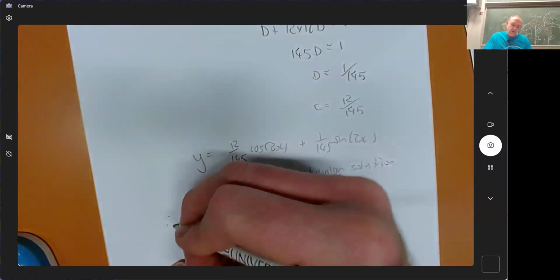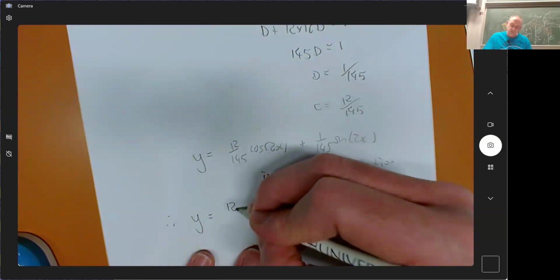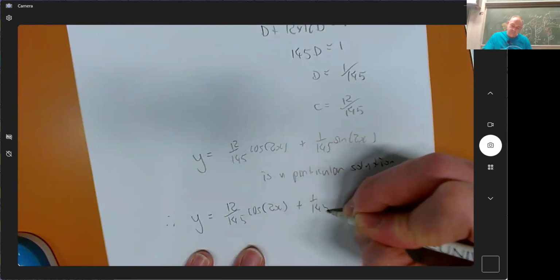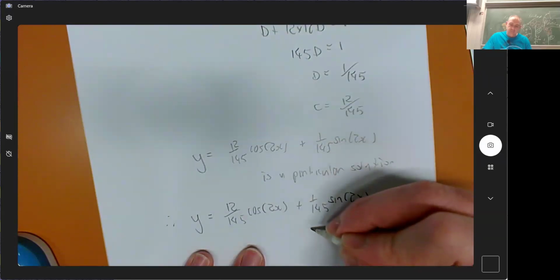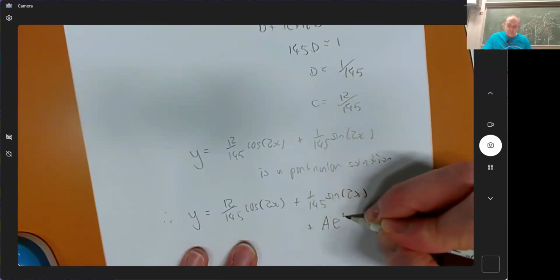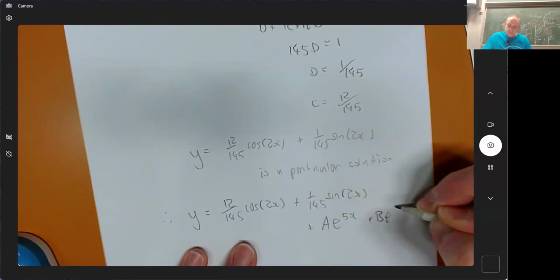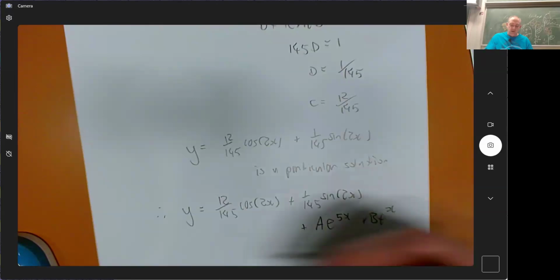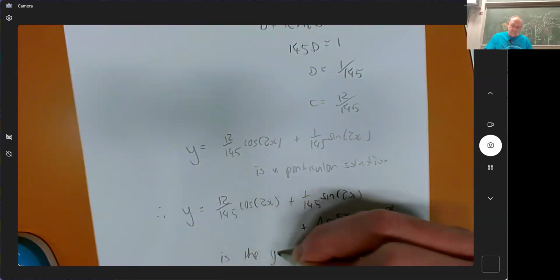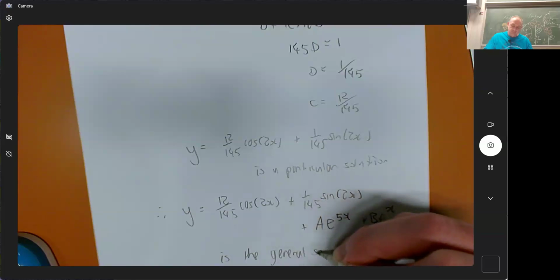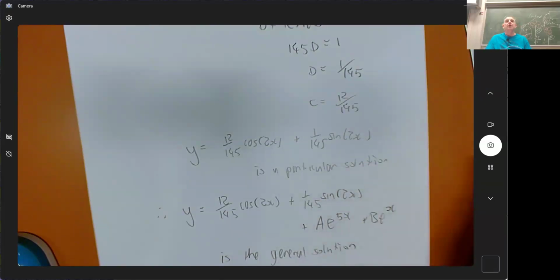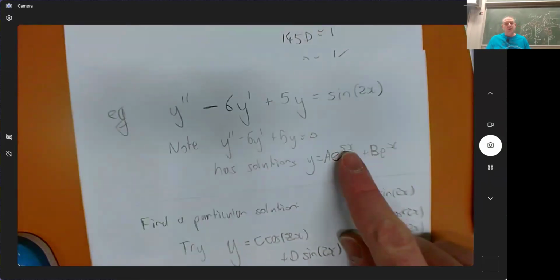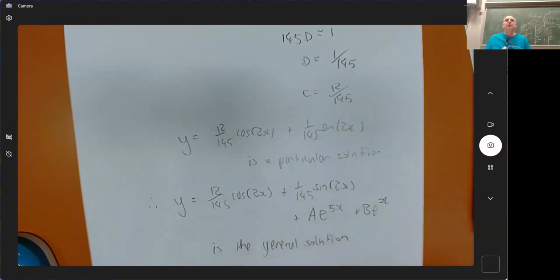And so therefore, if I add on the general solution, then I will get the general solution to the original. So this is the one that went with the homogeneous one. So I add that on, and that gives me the general solution.